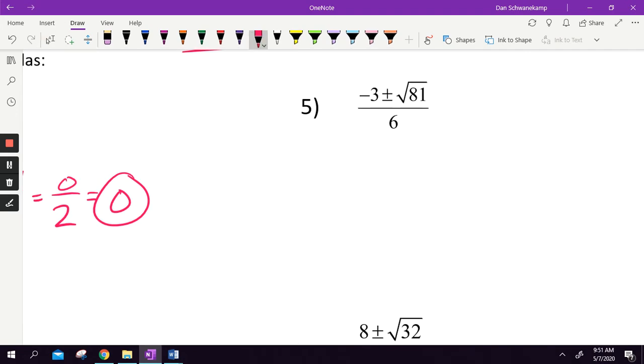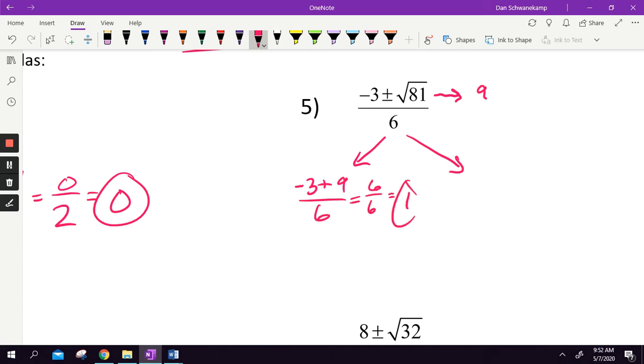It's going to be similar here to number 5. So I've got the square root of 81. Oh, that's 9. All right, cool. It's a regular whole number. So since it's a whole number, we can go ahead and split this up into 2 problems. Negative 3 plus 9 divided by 6. That would be 6 divided by 6. That's 1. Boom. There's one of my answers.